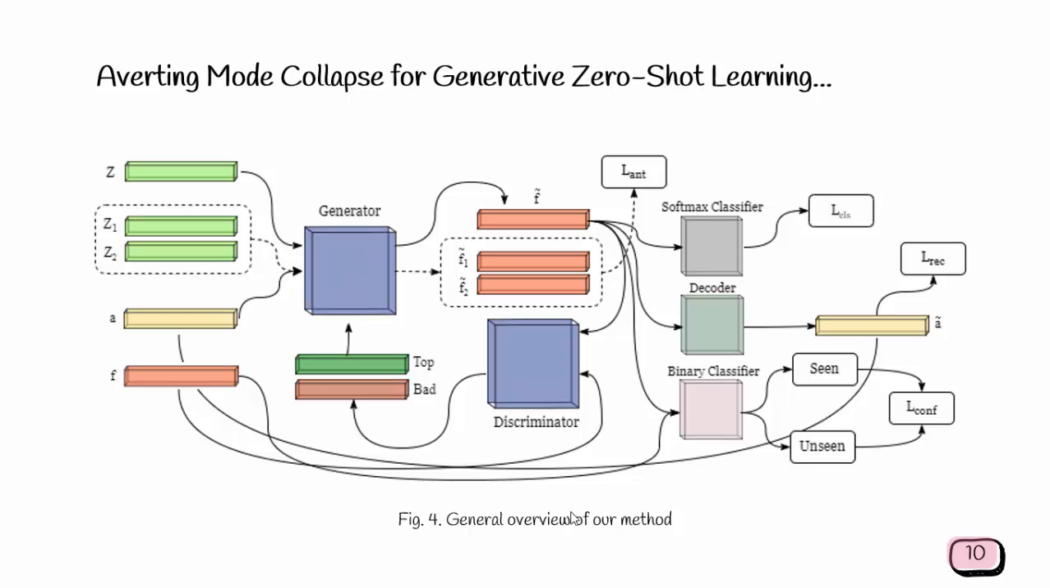We have used a ranking technique to improve the quality of the GAN outputs, and also we have used another regulator term to reduce the similarity of generated features from seen and unseen classes. And finally, we have used a decoder that improves the GAN operation to convert generated features into attributes.